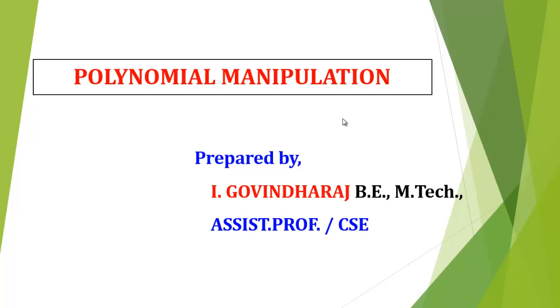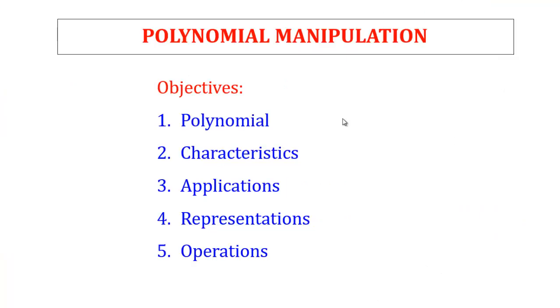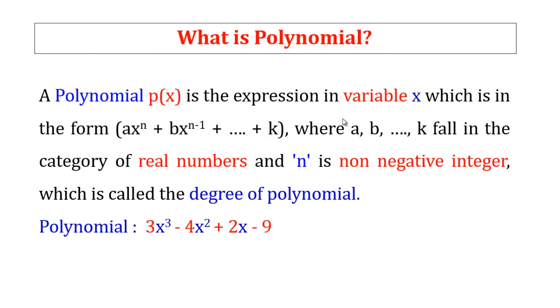Here we are going to see the important concepts in data structure, that is polynomial manipulation using linked list. These are the various topics in polynomial manipulation. First we are going to see what is a polynomial, what are the characteristics of a polynomial, what are the various applications of polynomials, representation of polynomials, and then operations on polynomials. So these are the topics in polynomial manipulation. Alright, first we are going to see what is a polynomial.